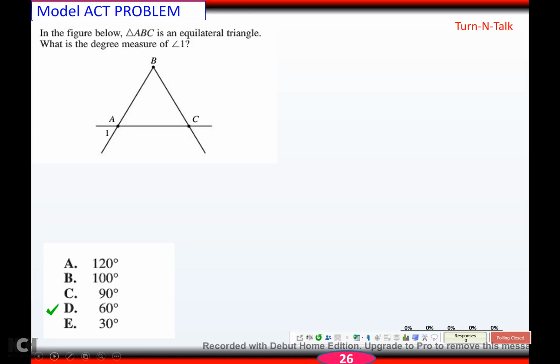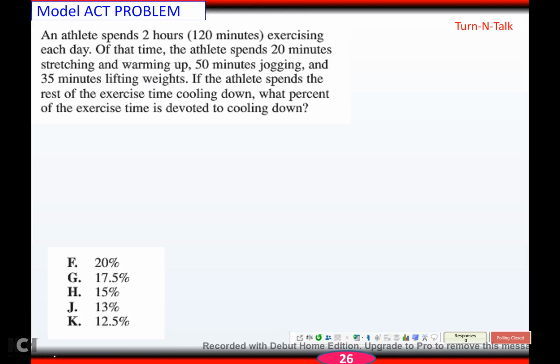And hopefully you got 60 degrees. So in the figure below, triangle ABC is an equilateral triangle. What is the degree measure of angle 1? Well, that angle is going to be the same as this angle because they're vertical angles. And since this is an equilateral triangle, all 3 angles are equal. So if you divide 180 by 3, that makes each one of these angles 60 degrees, which makes this angle 60 degrees. Okay?